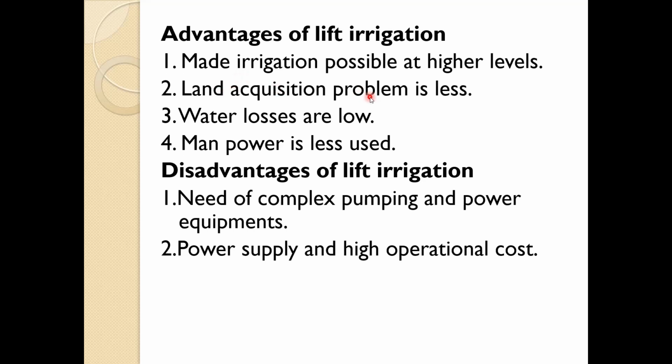Then the land acquisition problem is less because we are using pipes, etc. That's why the land acquisition problem is less in this type of lift irrigation. Water losses are low; water is flowing through the pipes, so evaporation and percolation losses are less in this case, and manpower is less used. We are operating with the pumps, etc., so obviously manpower is less used.